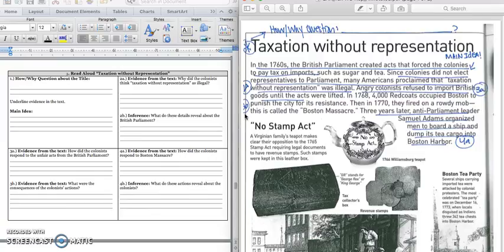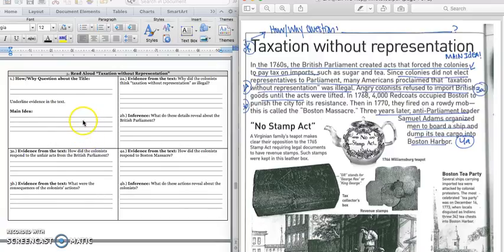And so when we're thinking back to how did taxation without representation affect the American colonies, we know in this first sentence that Parliament, the British government, forced the colonists to pay taxes on imports, and the colonists had not voted on this tax. They did not get a say in whether or not they wanted to pay the tax. And that is what is meant by taxation without representation.